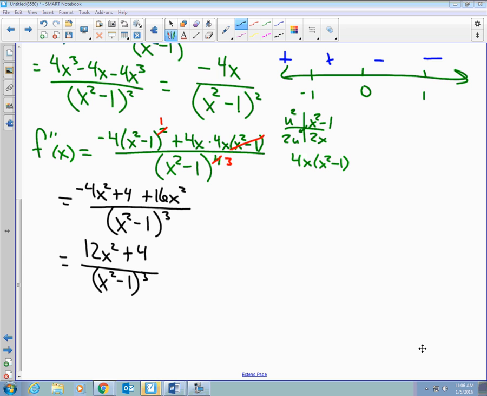Is the top ever equal to 0? No. If you were to solve the top equal to 0, you get an imaginary number, correct? Top is always what? Positive, because you're squaring something and then adding 4. It will always be positive. The bottom could be positive or negative. So as I set up my number line for my testing, what are the only values that I include? Plus or minus 1.